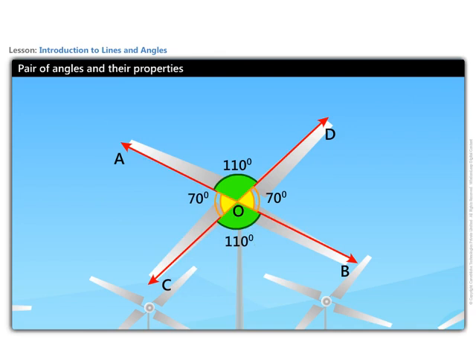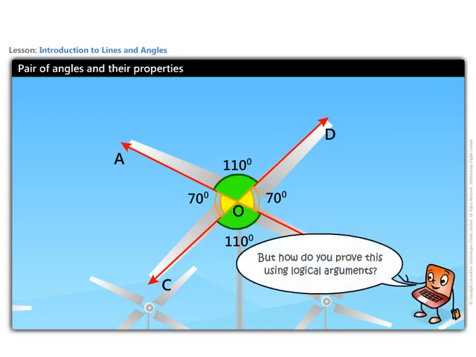On observing the angles using a protractor, we find that the measure of angle AOD is equal to the measure of angle BOC, and the measure of angle AOC is equal to the measure of angle BOD. We can conclude that a pair of vertically opposite angles is equal. But how do you prove this using logical arguments?